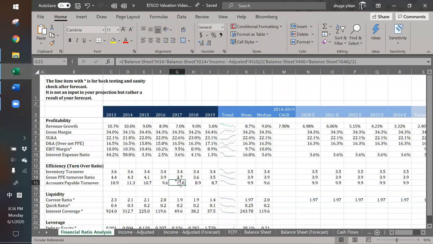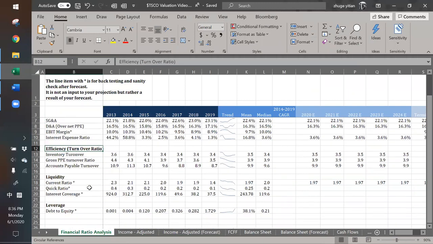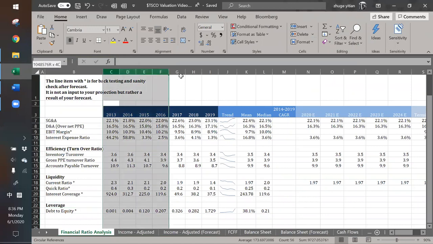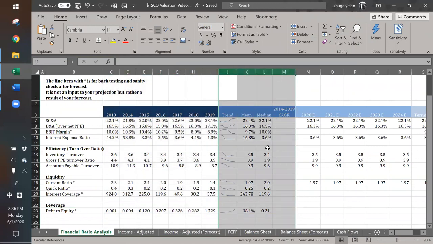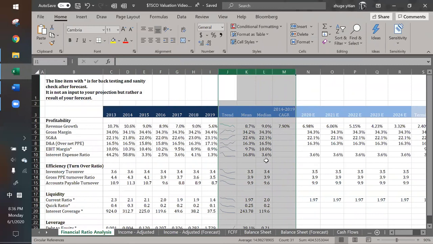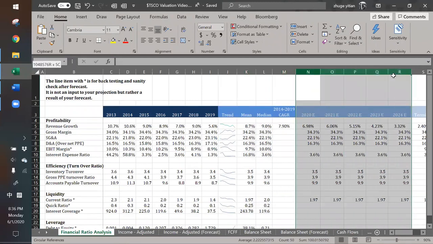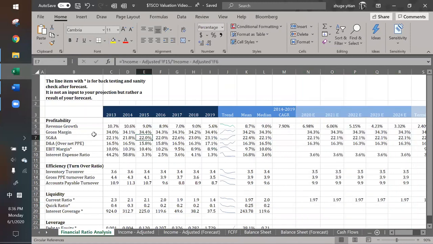Here you can see a standardized financial ratio analysis spreadsheet. We have profitability, efficiency, liquidity, and leverage. From column C to column I, those are historical data. From J to M, those are the metrics that we calculated based on historical data. And from N onward, those are forecasted numbers. As I mentioned, we usually start with revenue growth.